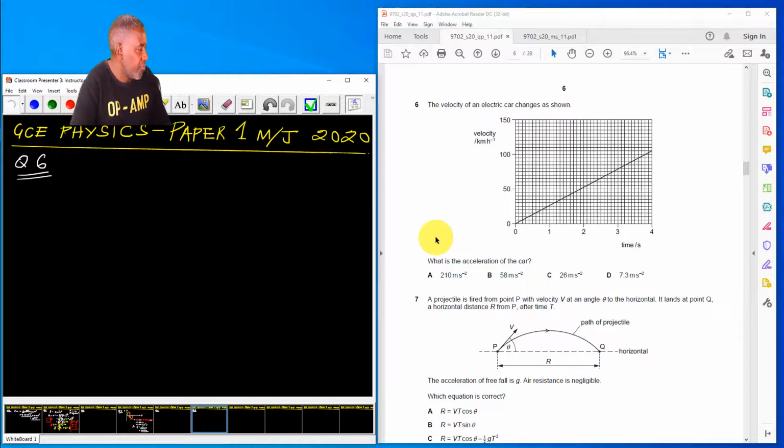Okay, let's read it together. The velocity of an electric car changes as shown. Of course, it changes with time. What is the acceleration of the car? Let me just state right from the word go that the moment you see a velocity time graph or motion graphs, the examiner wants you to use two things: gradient and area.